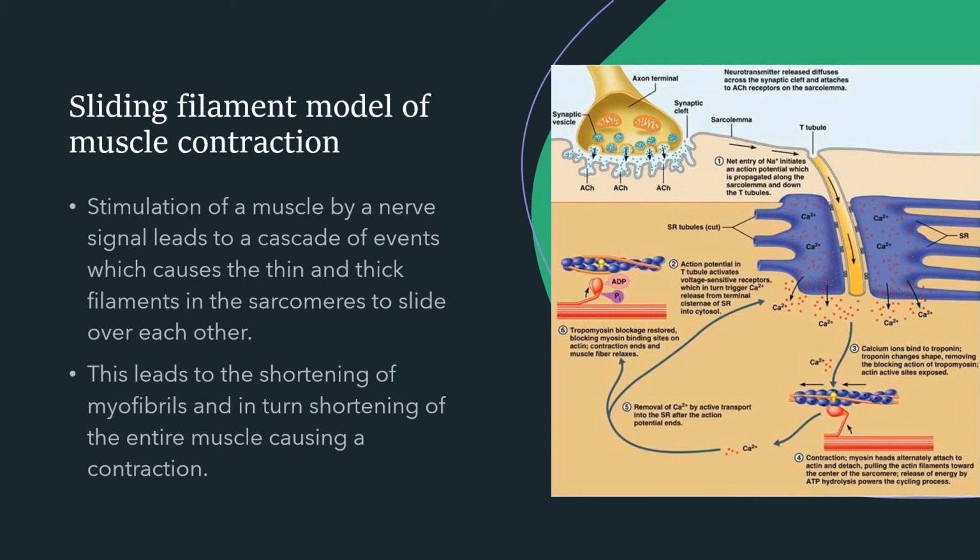Let's talk about the physiology of muscle contraction. In the most simplified form, stimulation of a muscle by a nerve signal leads to a cascade of events which cause the thick and thin filaments in the sarcomeres to slide over each other. This leads to contraction of the sarcomere, hence contraction of myofibrils, which in turn leads to shortening of the entire muscle as a whole, causing a contraction.